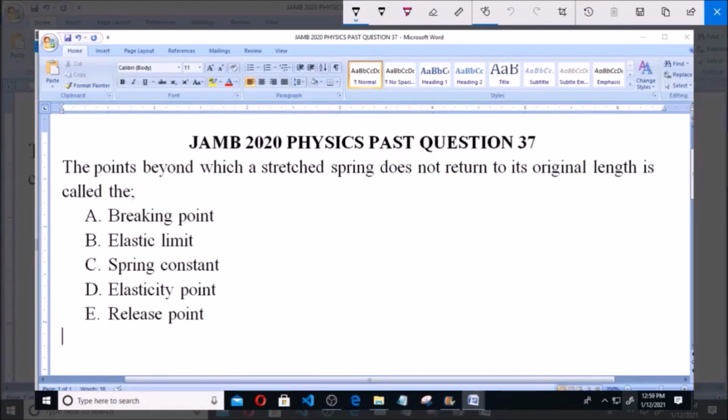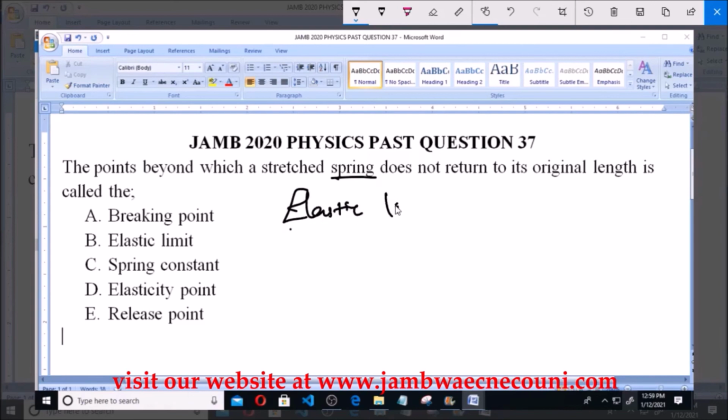Jamb 2020 Physics Past Question 37. The point beyond which a stretched spring does not return to its original length is called A. Breaking point, B. Elastic limit, C. Spring constant, D. Elasticity point, and E. Release point. Now, for an elastic material such as the spring, we have what we call the elastic limit of an elastic material.